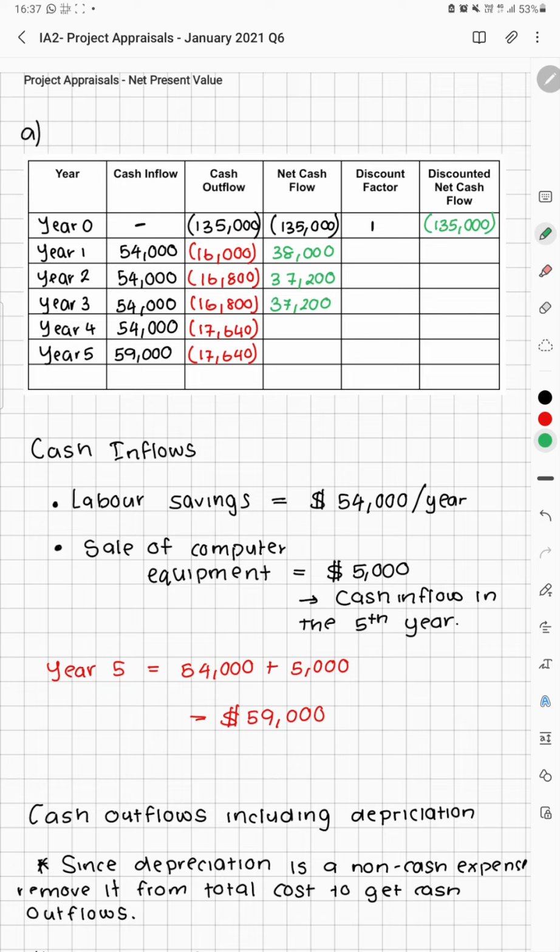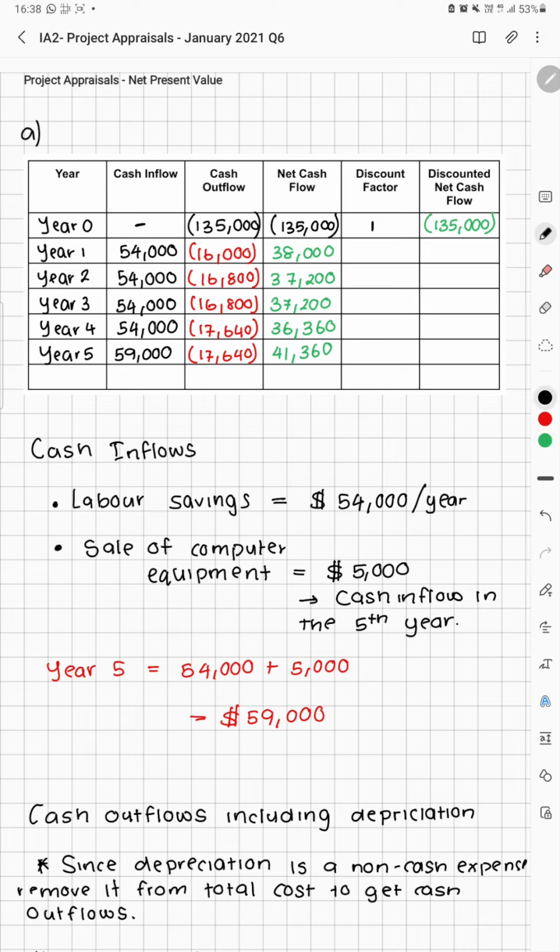And in year 4 and 5, which is 54,000 minus 17,640. Year 4 we have 54,000 minus 17,640, which gives us 36,360. And in year 5 it's 59,000 minus 17,640, which is basically 41,360.